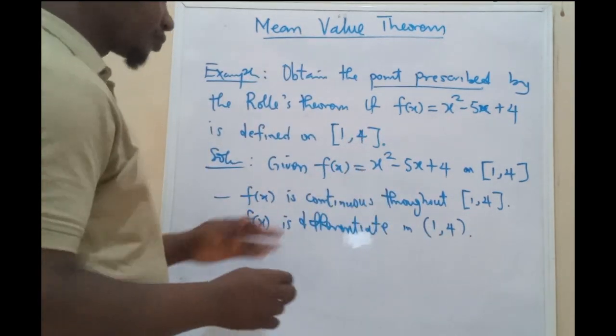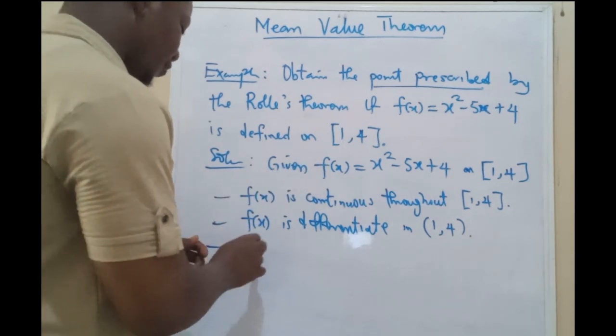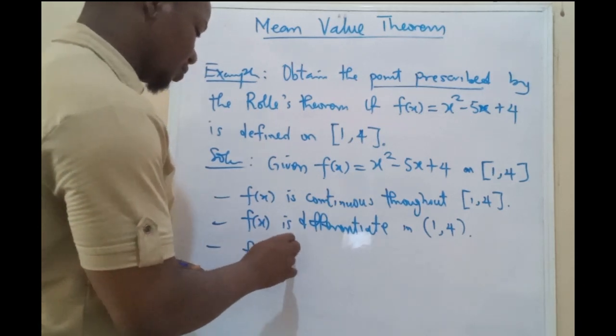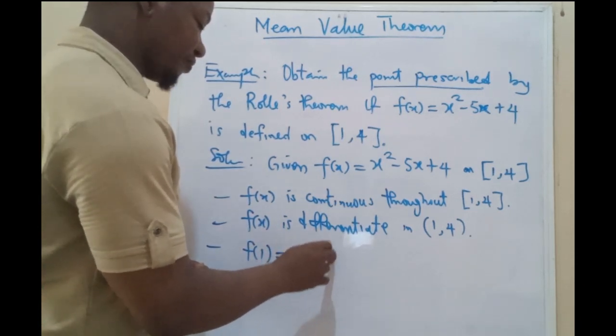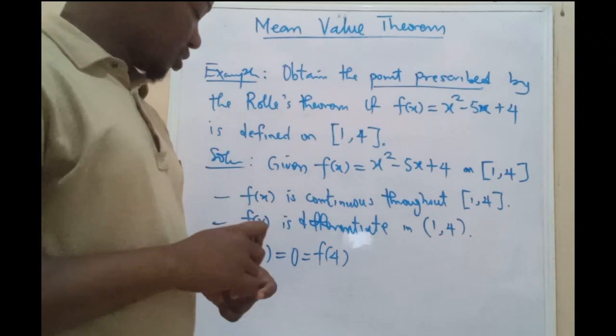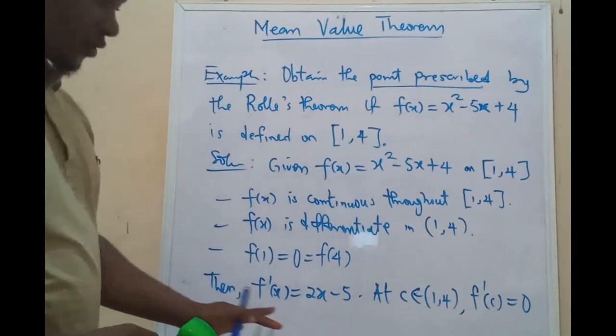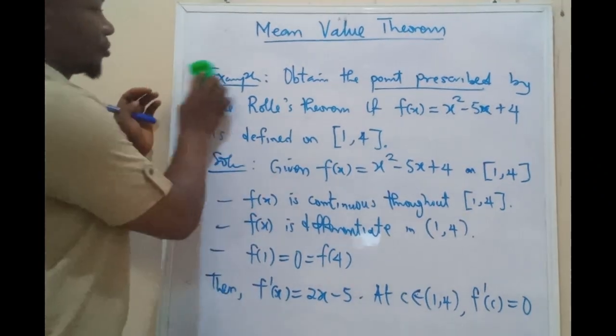And thirdly, if we compute f of 1, we'll see that f of 1 here is 0, and this is similar to f of 4. If you do that, we'll put 1 here. Let us see this from here.